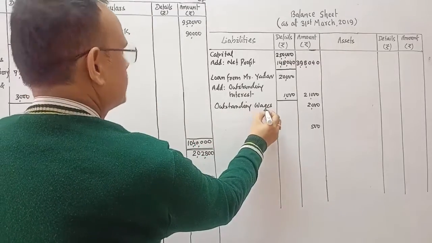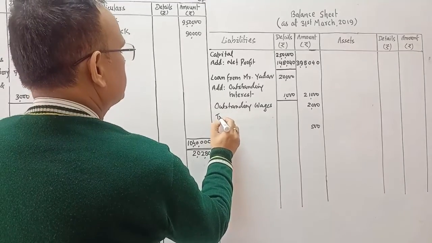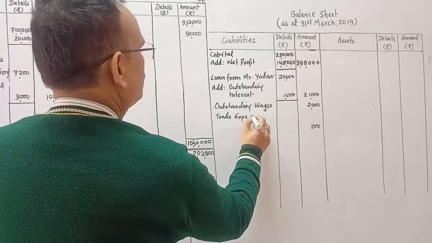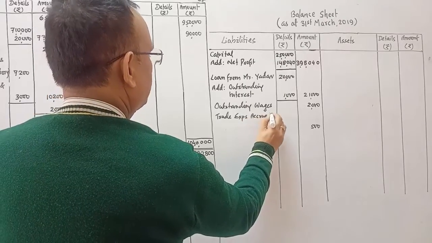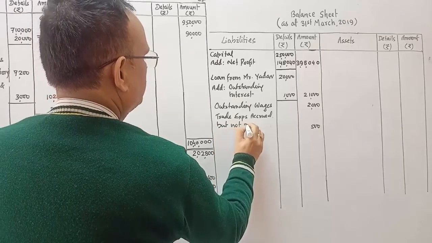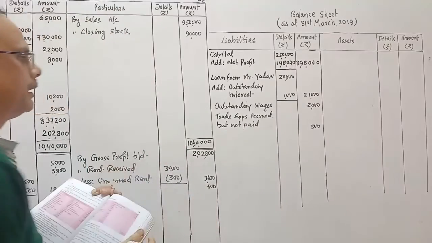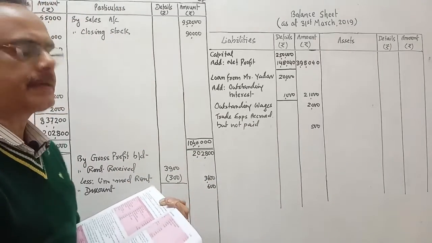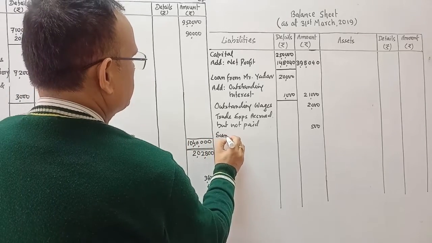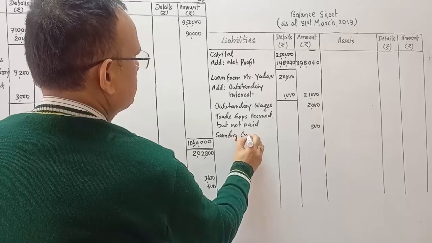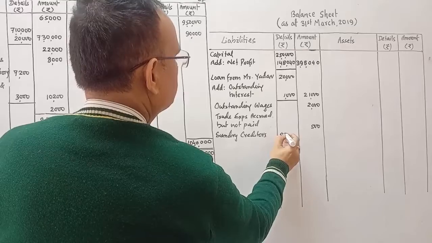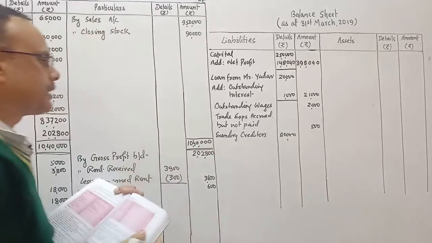You can write the account with the actual name given in the trial balance, trade expenses accrued but not paid, or you can say it's an outstanding trade expense. Sundry creditors, you write the amount in the inner column because there was one adjustment related to sundry creditors.